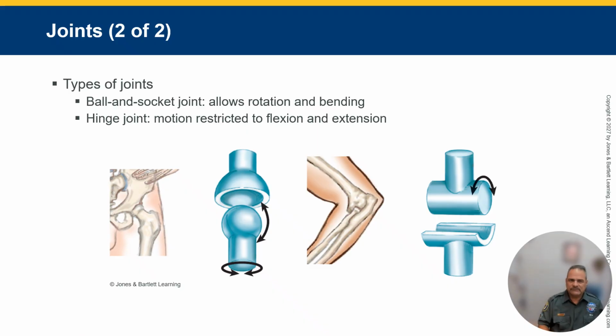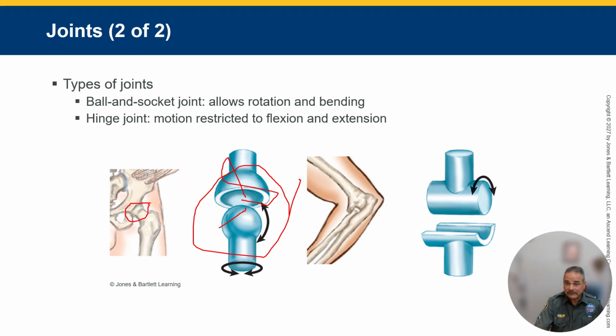Now let's talk about the types of joints. Ball and socket and hinge. As you can see here, this guy's pretty simple. It's a ball and socket. There's your ball and there's your socket. An example of that is the pelvis. This is the greater trochanter as it plugs into the acetabulum. That acetabulum is the actual socket part, and the greater trochanter is the ball part.